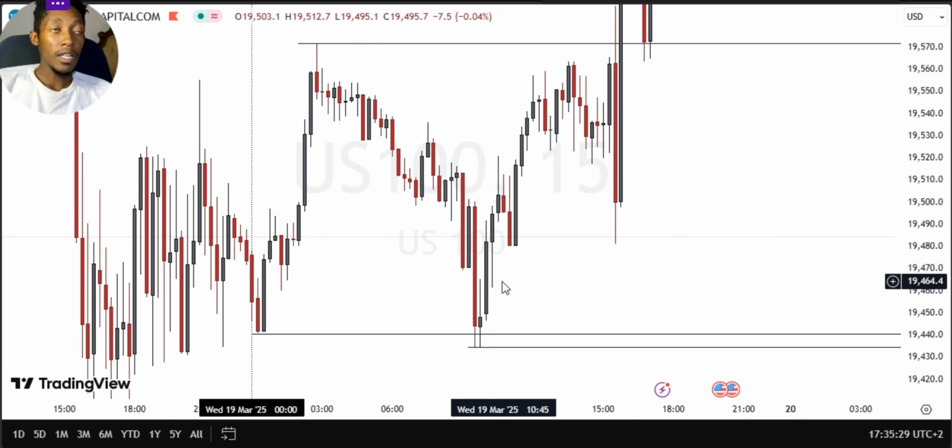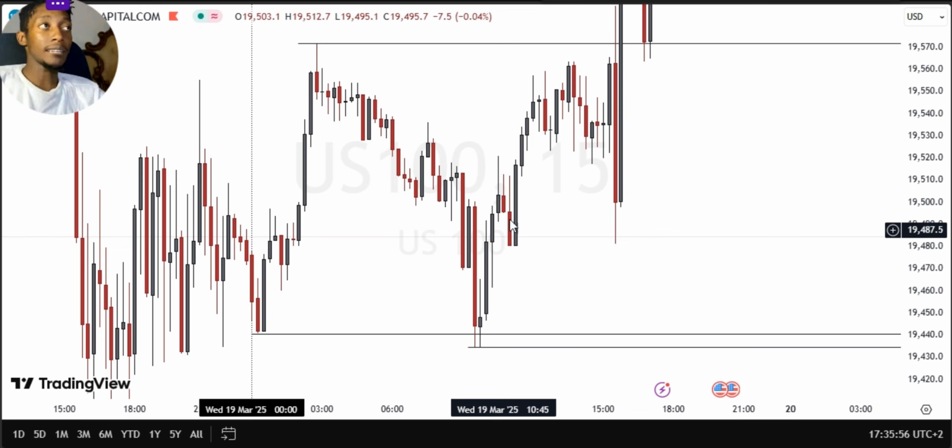And then the second entry model is the fair value gap. It's either you enter on a demand if you are looking for buying opportunities, or you enter on a fair value gap. It depends on what the market respects on those two things. Do you have a fair value gap? Do you have a demand? So let's look at our chart.